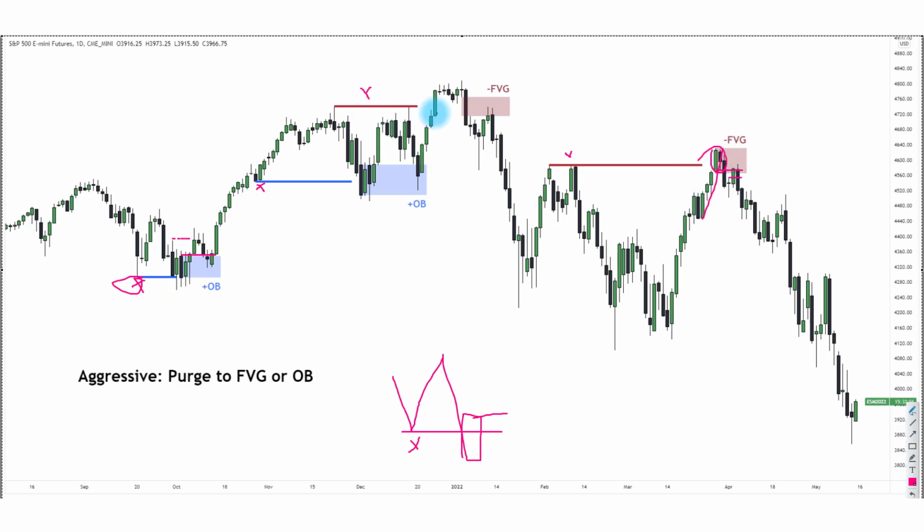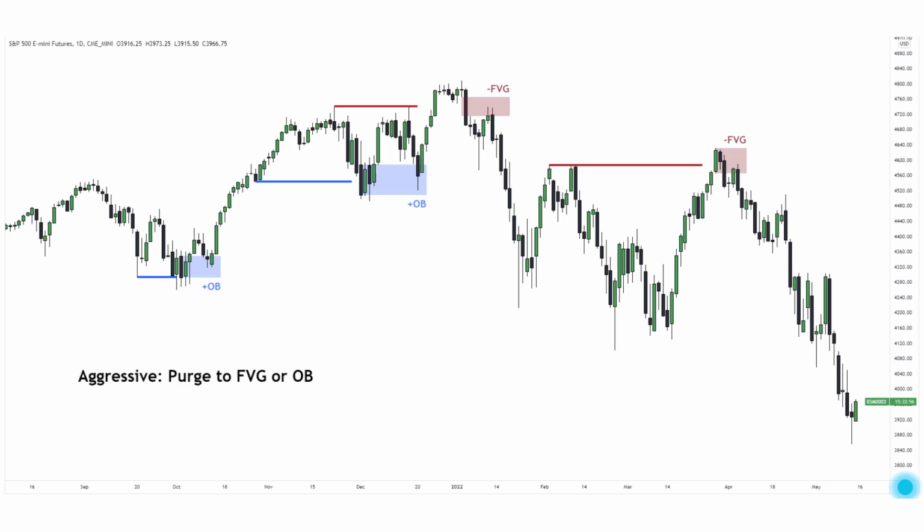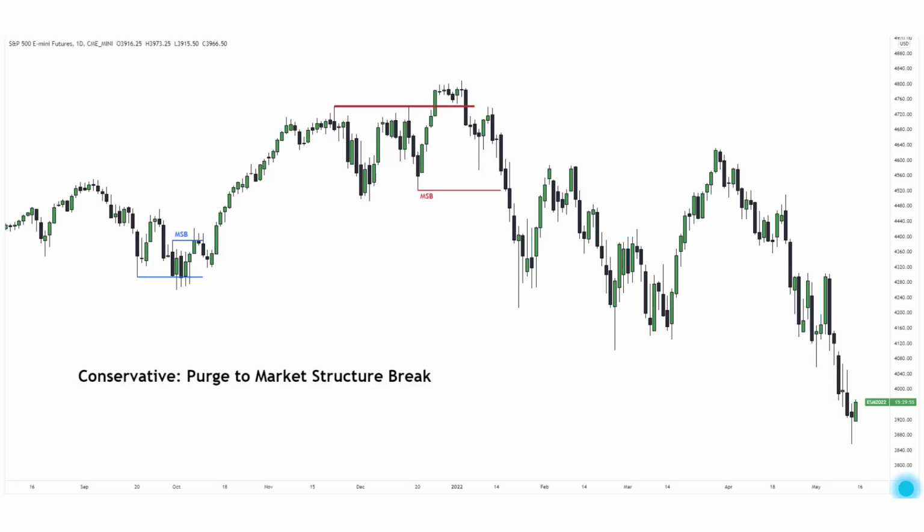Here we have a purge above the highs. If we see a gap print, we can take the fair value gap as an entry, and a conservative person would wait for that to break. But an aggressive person, if they see a purge and then a fair value gap, they take that fair value gap right away. So this is a conservative approach.